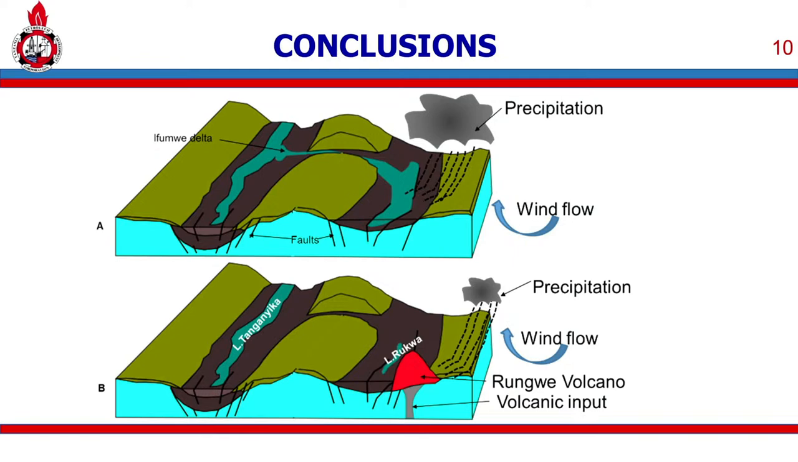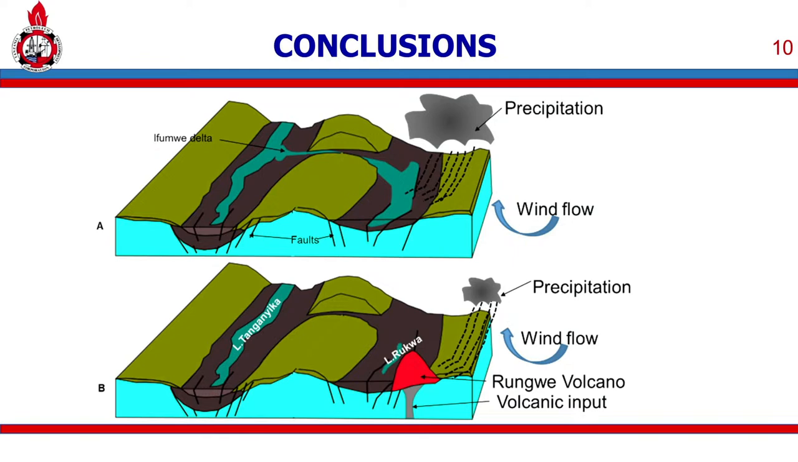And in the modern environment, as the Rungwa volcano later was constructed, it created a rain shadow, and the rain became diminished around the area, causing the underfed lake.